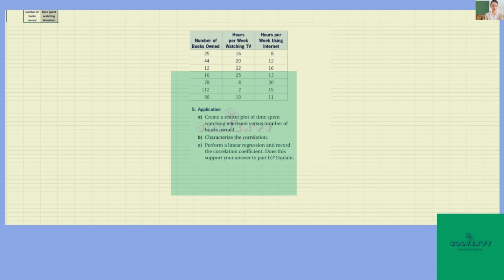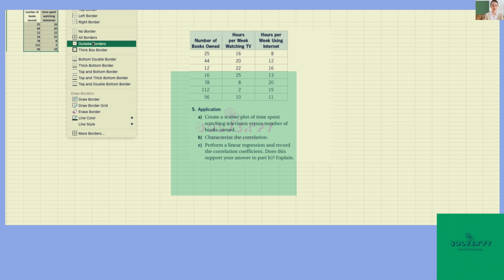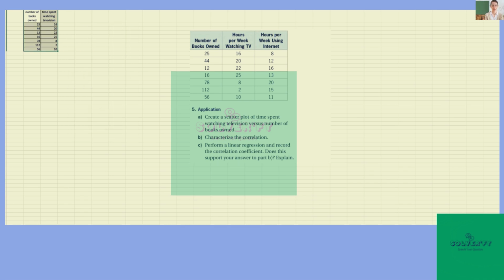and center. Okay, so number of books owned: 25, 44, 12, 16, 78, 112, 56. And time spent watching television per week: 16, 20, 22, 25, 8, 2, and 10. And I'm just going to put all borders on this, center it, and bold it.